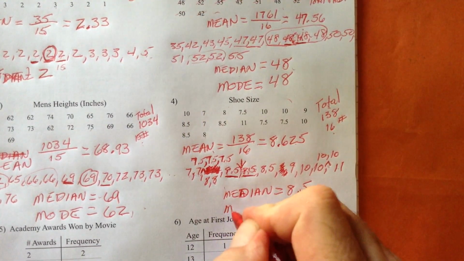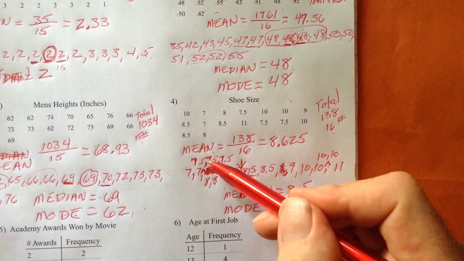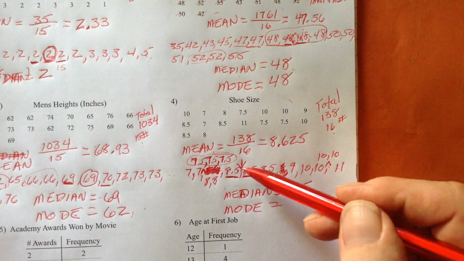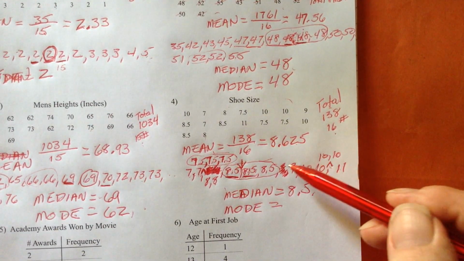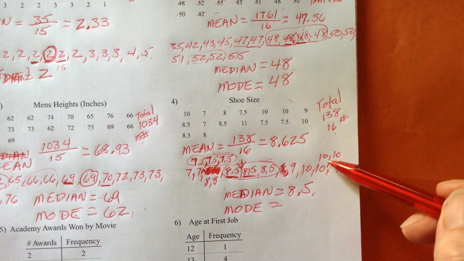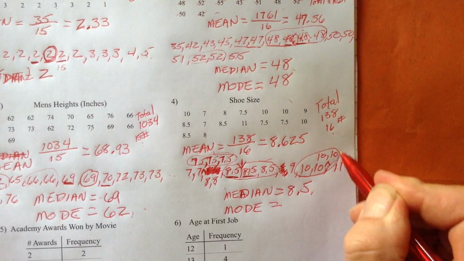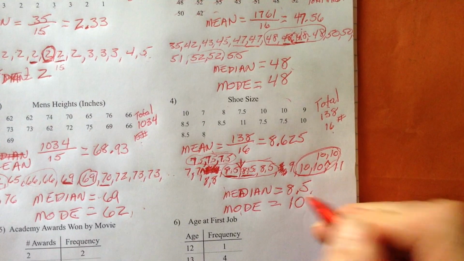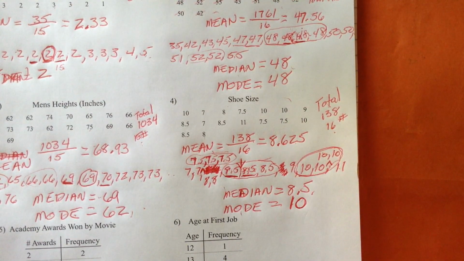And then the mode, the most frequent one, would be, let's see, I got 1, 2, 3 7.5s, so that might be it. I got 1, 2, 3 8.5s, 1 9, and 1, 2, 3, 4 10s, so that's more. So here I got 4 10s. So 10 would be the mode, that's the most frequent one. Okay, so the mode will be 10.